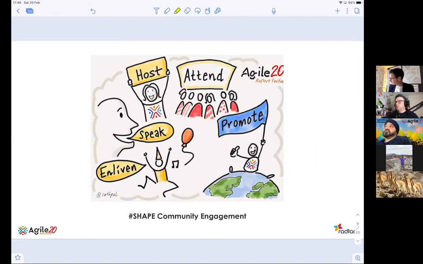So when I started to do it, I thought, okay, right, I've got the 5 things. So shape is speak, host, attend, promote, enliven, as you can see there. And I wanted to create something which was going to be visually impactful, but also connect with people. So I thought, okay, what kind of ideas are going to work here? When you're doing visualizations, as Stuart touched on earlier, it's a visual language, it's a vocabulary.